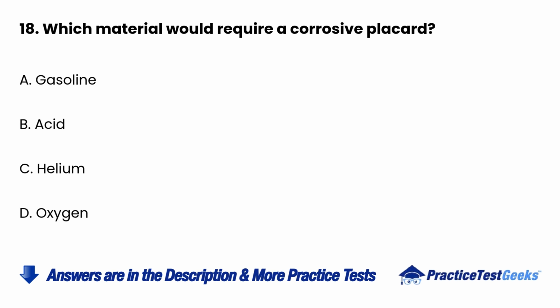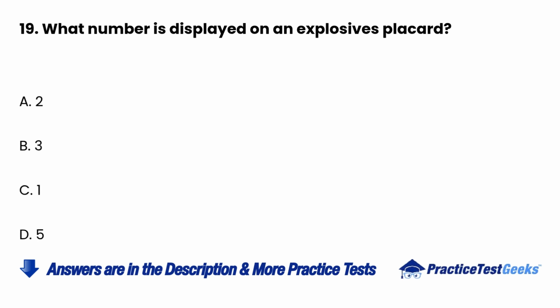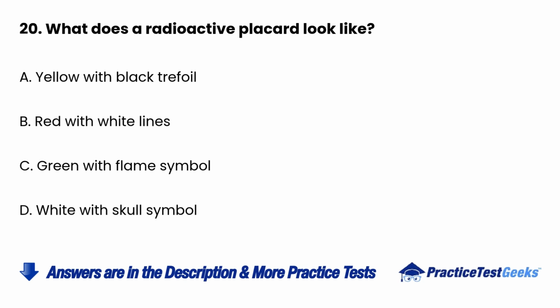18. Which material would require a corrosive placard? A. Gasoline. B. Acid. C. Helium. D. Oxygen. 19. What number is displayed on an explosives placard? A. 2. B. 3. C. 1. D. 5.